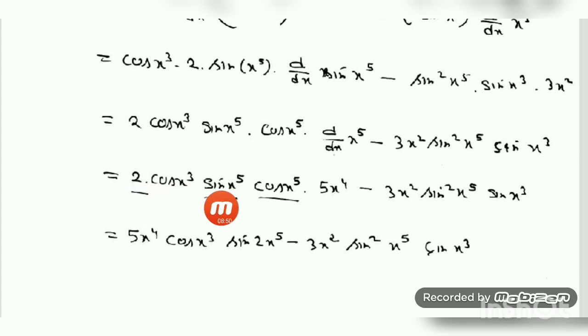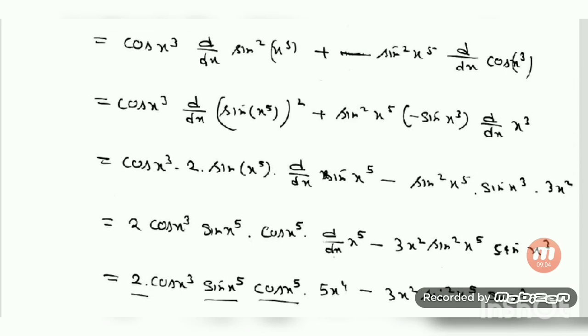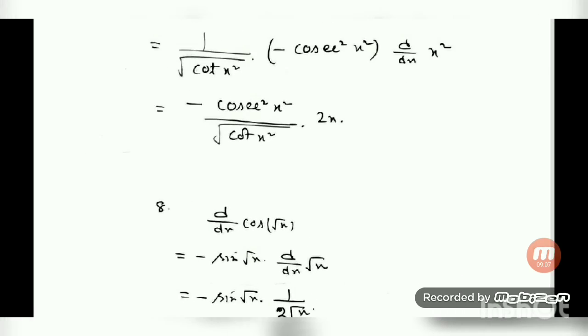Then this is the 2 sine a cos a form, 2 sine a cos a becomes sine of twice a. So I have written 5x to the power 4 and cos cube separately, and these three combined we got sine 2x to the power 5, and this keep as it is. So here this solution is completed. Now go to question number 7.